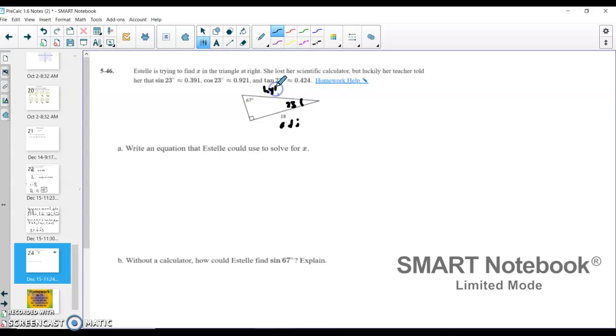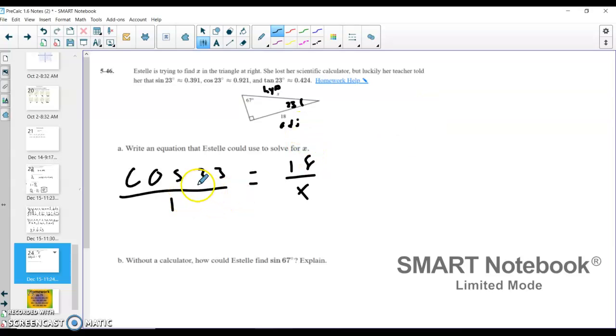Well, if this is my angle 23, then 18 is adjacent to that, and x is my hypotenuse. So I know if I want to solve for x, this is going to have to be a cosine problem using the angle 23. So I can set this up using the cosine of 23 equals the adjacent divided by the hypotenuse, which is 18 divided by x.